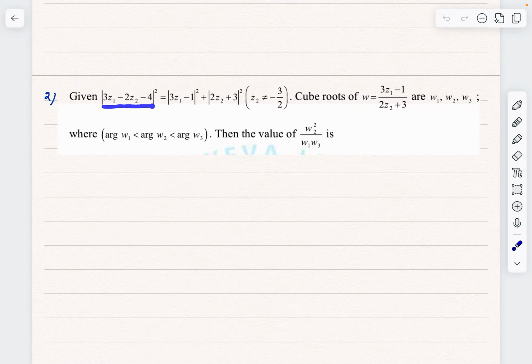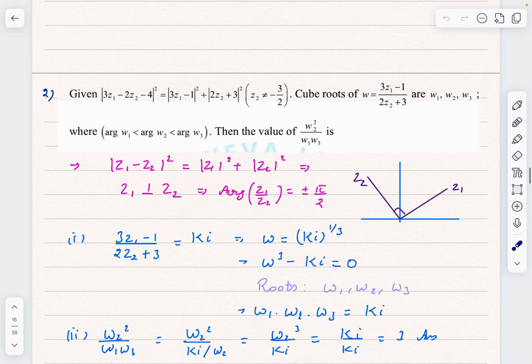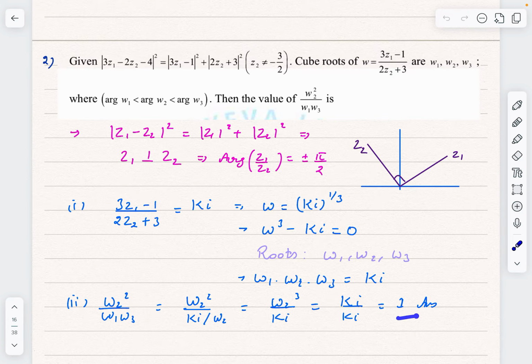|3z1 minus 2z2 minus 4|^2 is equal to |3z1 minus 1|^2 plus |2z2 plus 3|^2, where z2 is not equal to minus 3 by 2. The cube roots of (3z1 minus 1) by (2z2 plus 3) are w1, w2, w3, and the arguments of w1, w2, w3 are arranged in increasing order. We have to find the value of w2 square by w1 w3. You can pause and give it a try. Let us start the discussion now. The answer for this problem is just 1.